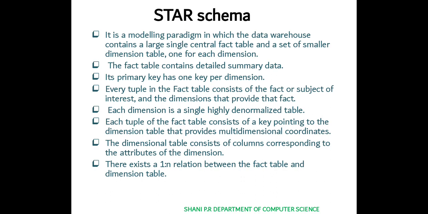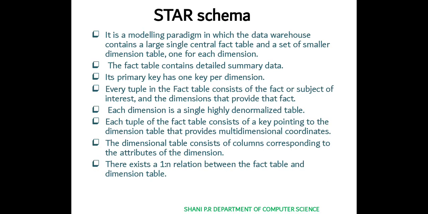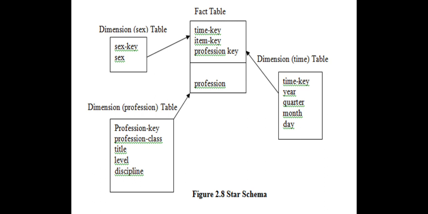So star schema is a modeling paradigm in which the data warehouse contains a large single central fact table and a set of smaller dimension tables, one for each dimension. As I told, it has one large single fact table and different small dimension tables. The fact table contains the detailed summary data.